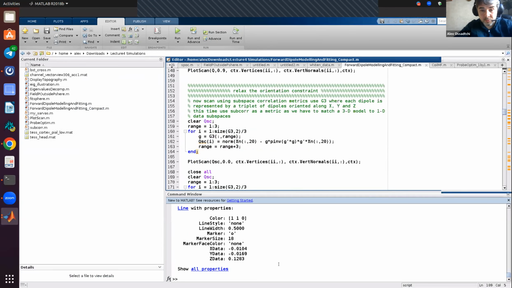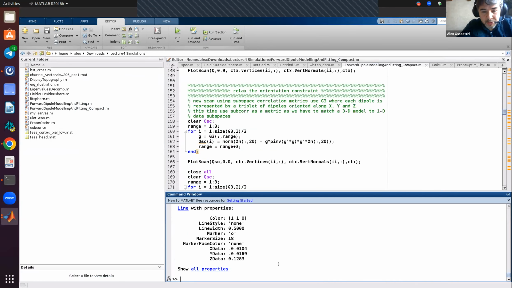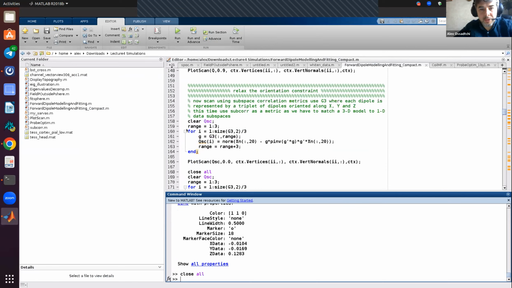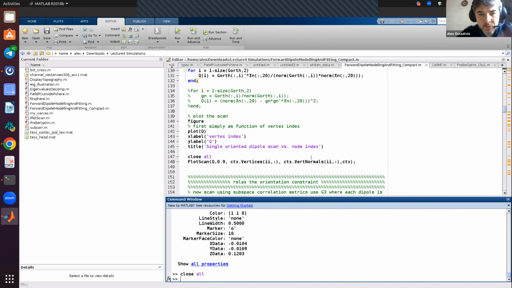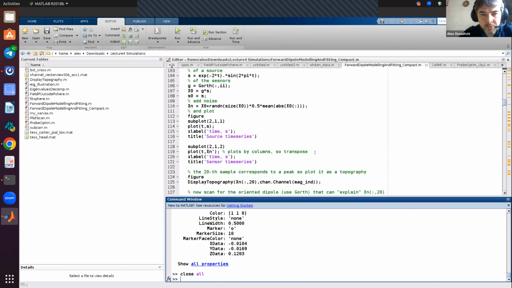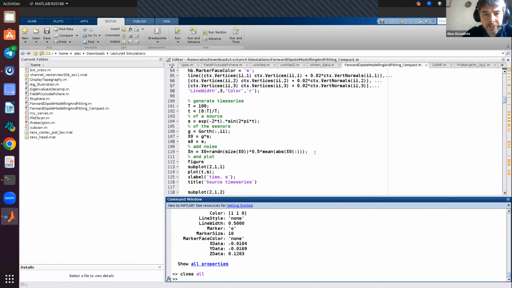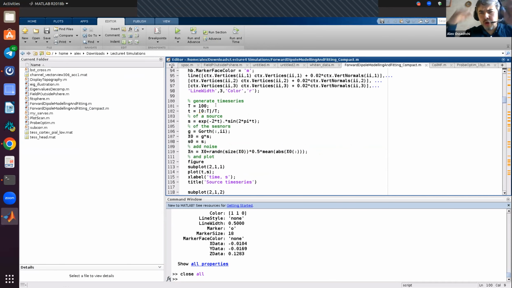Okay. So again, you don't have to understand everything in this code, but some parts, yes. Let's just do a warm-up for you. Again, I loaded the forward model. I pre-computed everything. We have orthogonal sources for now. Remember, these are sources orthogonal to the cortex.